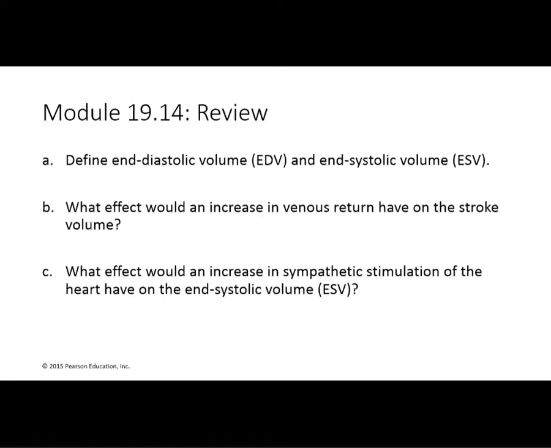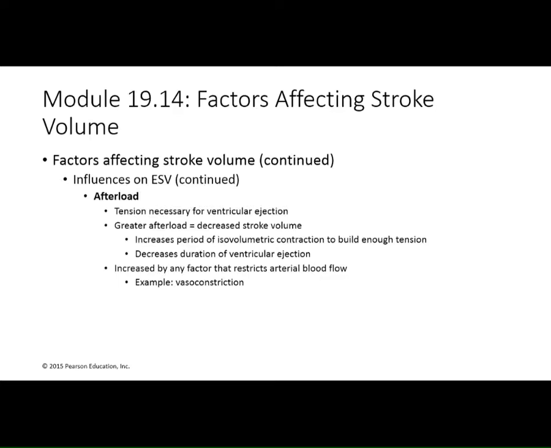Let me get through afterload, and then one more slide, and then I'll give you a little break. This is also something that's going to influence stroke volume, specifically the ESV, and this is afterload. At first it sounds like the amount of blood that might be in the heart after it's squeezed, right? Preload, afterload. But preload was really how much the muscles are being stretched. Afterload is how much resistance there is to the heart pushing blood out. So afterload is the amount of tension necessary to squeeze the blood up and out of the ventricle.